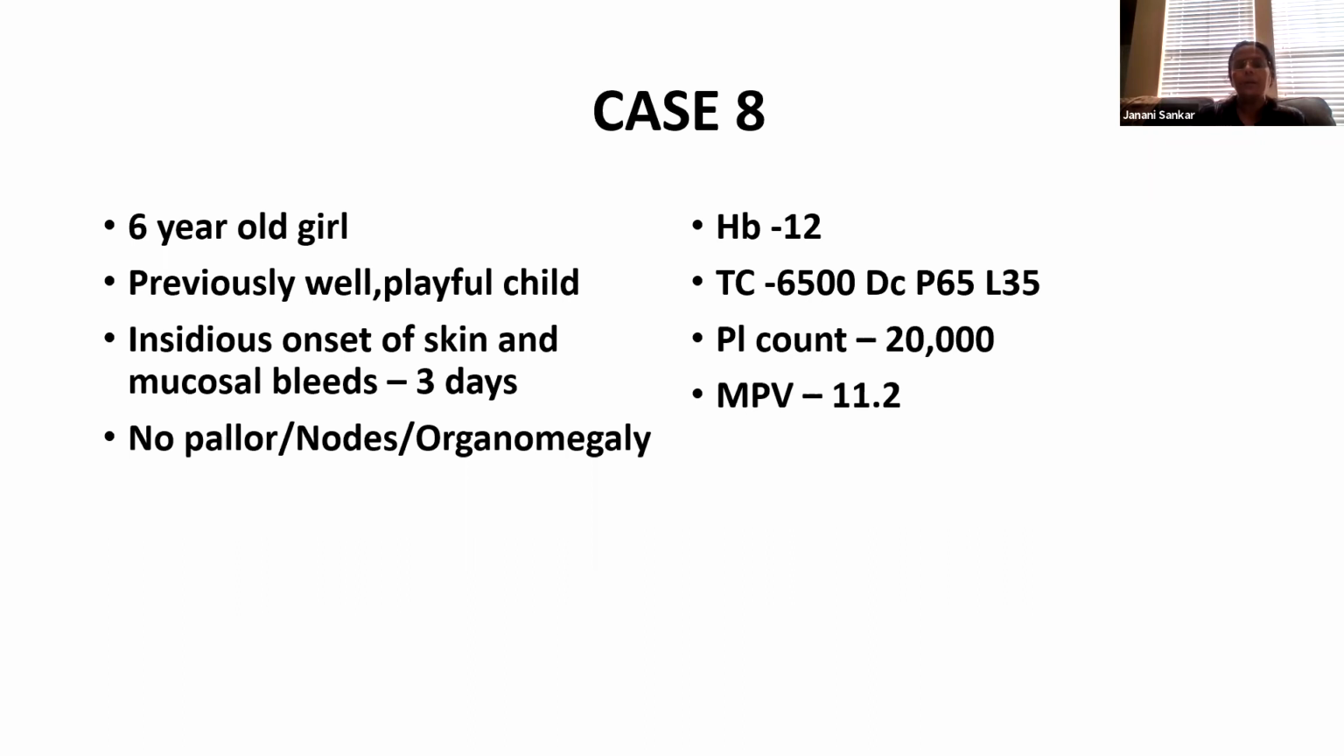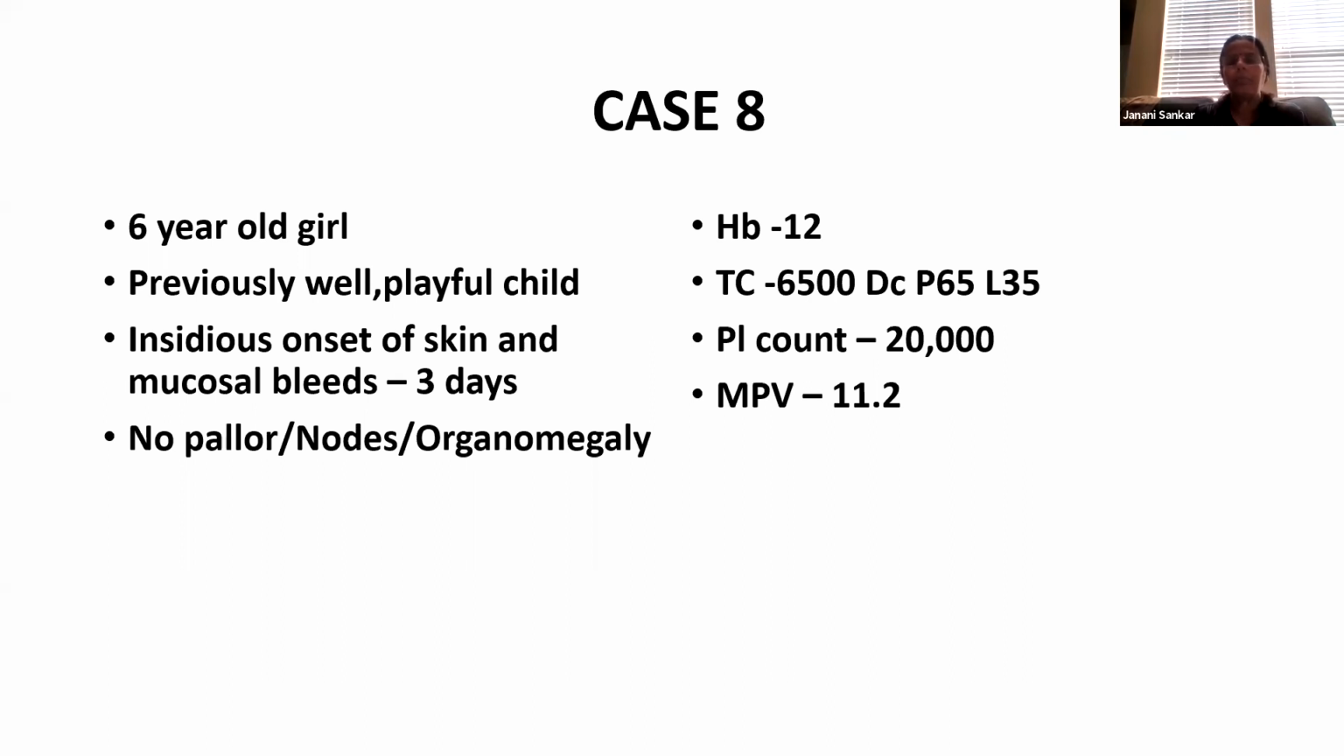Apart from your MPV, an immature platelet fraction above 7 is suggestive of large platelets, and you can always reassure them. If the child is otherwise well, I would probably give them an option of oral steroids or IVIG. And if they opt for steroids, then I would document the bone marrow, because still in our setup we are really worried and we don't want to take a chance. We better document a bone marrow and then start them on oral steroids.